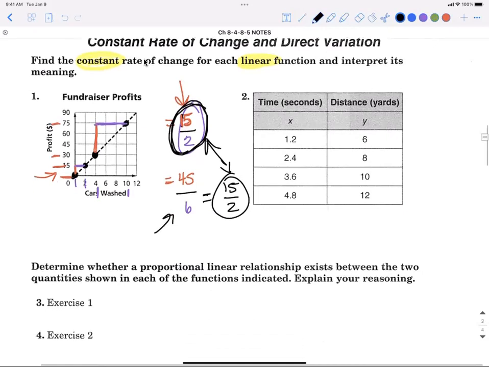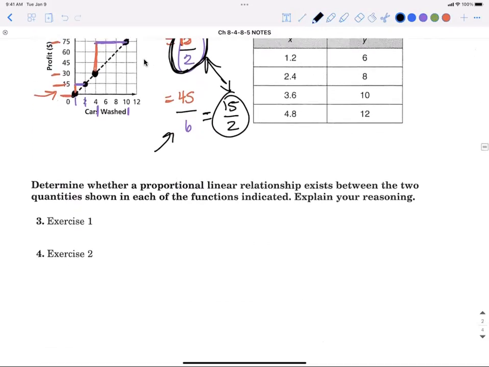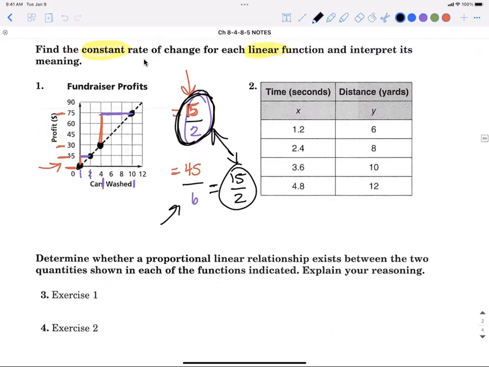Okay. All right. The last thing says determine whether a proportional linear relationship exists between the two quantities. So for exercise 1 right here, we're going to use this one. That means I'm going to pick a couple of points. This point right here is the point 15/2, because you put the y value over the x value. That just stays 15/2. Then you pick the next point. I'll do this one in green. This point right here is the point 30/4, which reduces to 15/2.